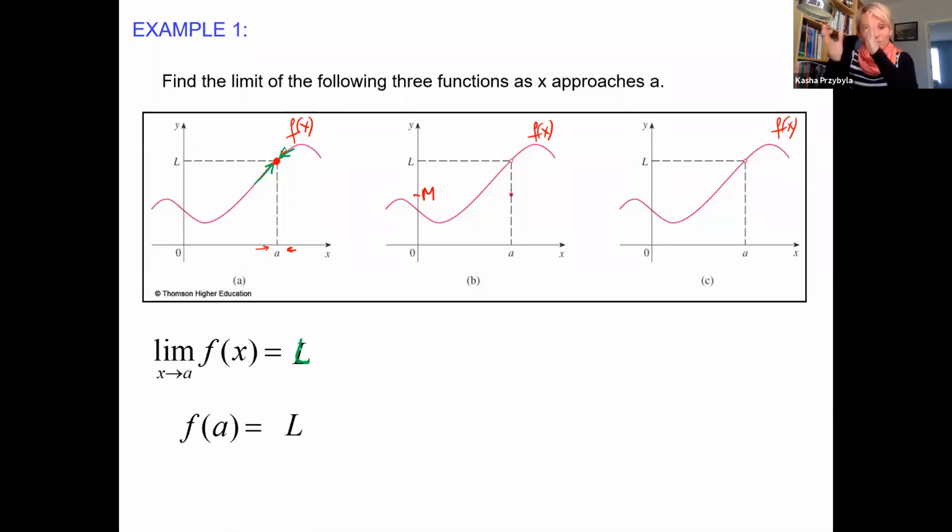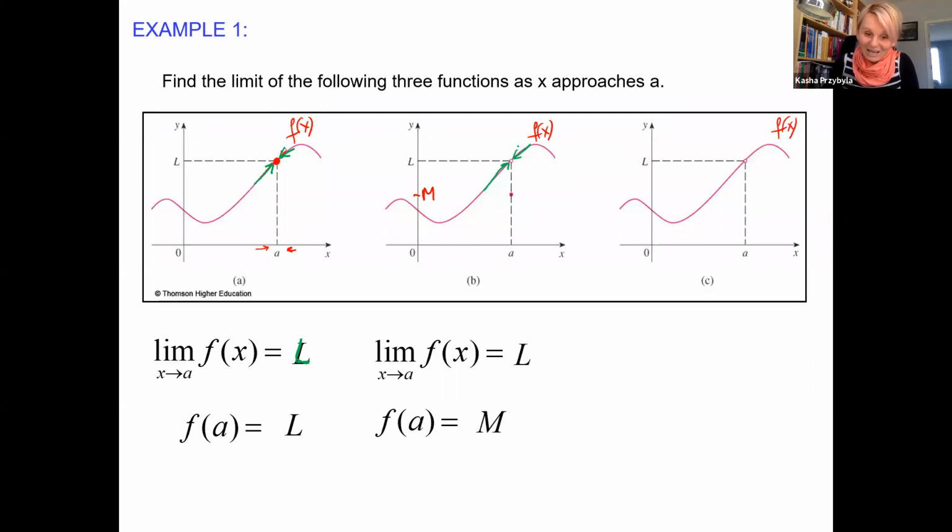Now let's look at the middle function. What is the limit as x approaches a of f of x in the middle function? What do you think? Limit, yes, still limit. We're still looking at how the curve behaves. Of course, L. What is the exact value, the solid dot? It's at the level M. Thank you. That means you understand how the function behaves. That's the limit and exact points.